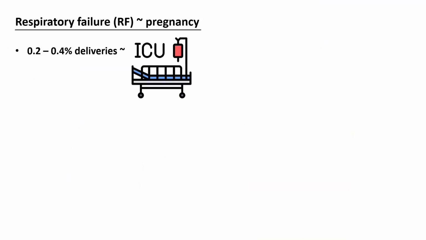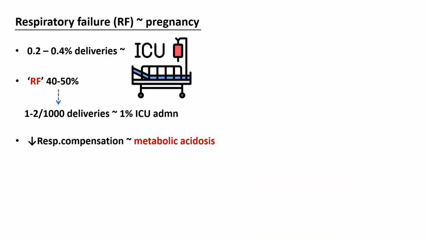So when we talk about respiratory failure in pregnancy, just about the epidemiology, 0.2 to 0.4% of the deliveries that happen tend to get admitted to the ICU. And out of these, 40 to 50% of the patients who deliver in the ICU can have respiratory failure, which amounts to 1 to 2 per thousand deliveries. And 1% of ICU admissions in the obstetric domain can have respiratory failure.